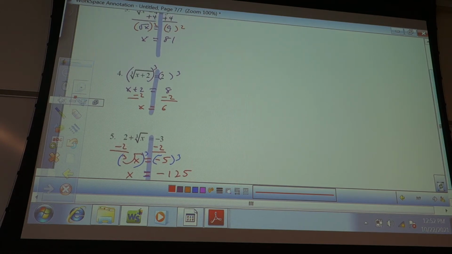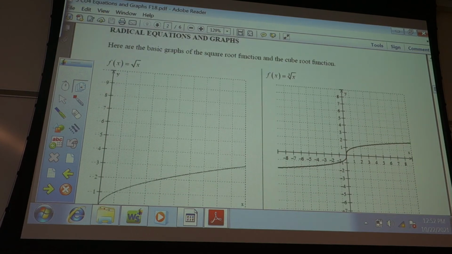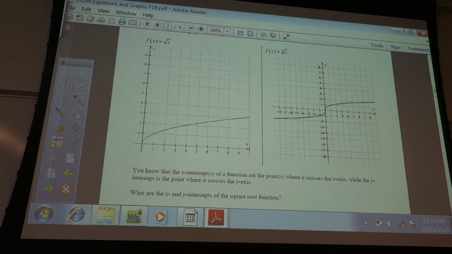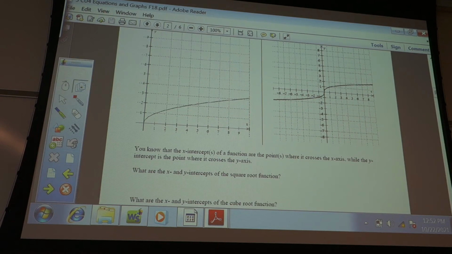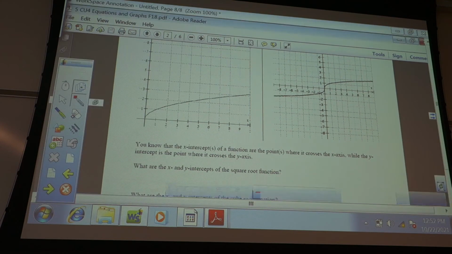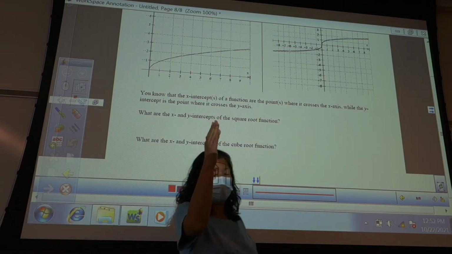Okay, so those are those ones. We have a few more minutes, so let's go ahead and take a look at the next page down. These are the basic graphs of the square root function and the cube function. Remember the x-intercepts are where it intersects the x-axis. Y-intercept is where it intersects the y-axis.